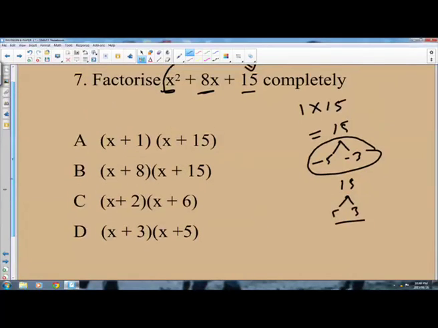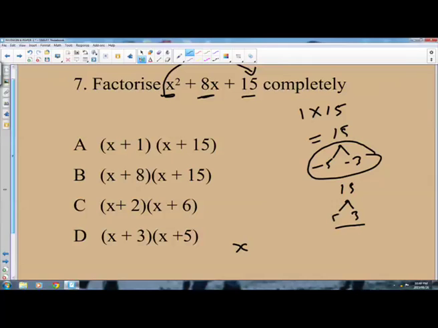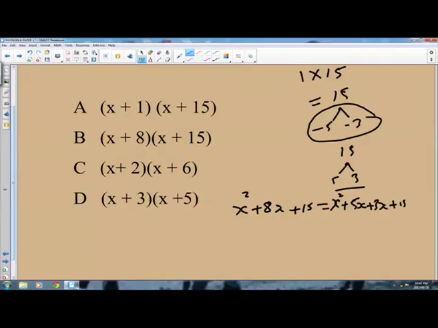So how do we use this? The expression is x squared plus 8x plus 15. And then we are to break the middle term using the factors 5 and 3. When we break the middle term using factors 5 and 3, this will be written as x squared plus 5x plus 3x plus 15. 5x plus 3x is 8x. So we now factorize this. How do we factorize then? x squared plus 5x plus 3x plus 15.